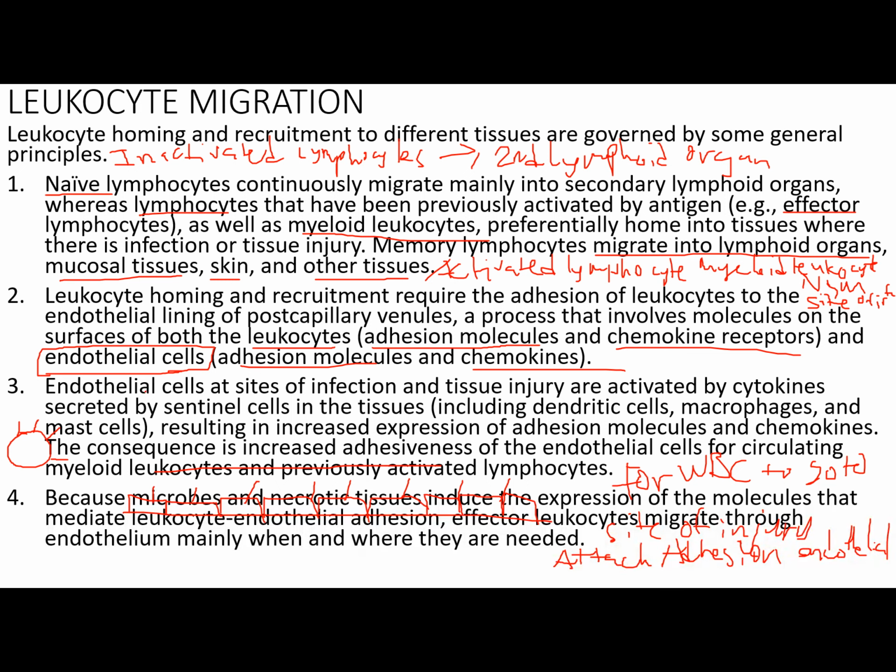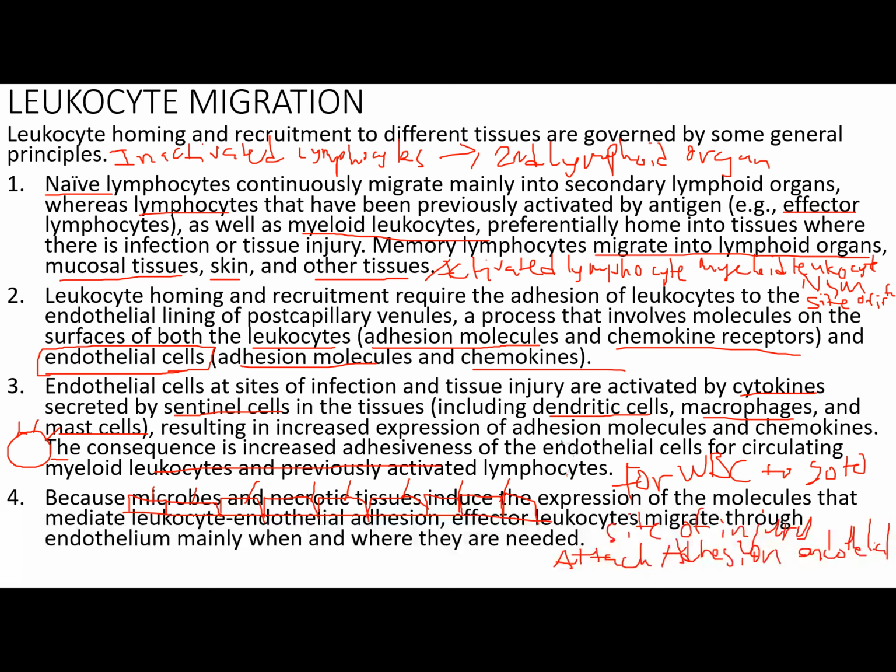The third principle naman class is that endothelial cells at the site of infection and tissue injury are activated by cytokines secreted by sentinel cells in the tissue. Ano ba itong mga sentinel cells na to class? Sentinel cells class include your dendritic cell, macrophages, and your mast cells, resulting in the increased expression of adhesion molecule and chemokines. The consequence is increased adhesiveness of the endothelial cell for circulating myeloid leukocyte and previously activated lymphocyte.